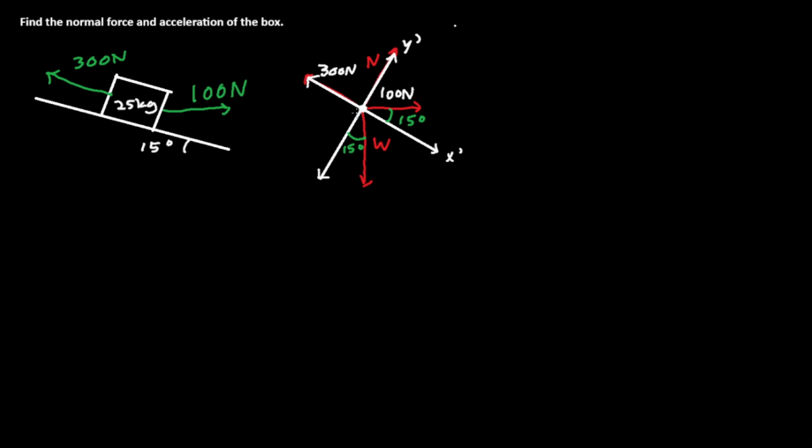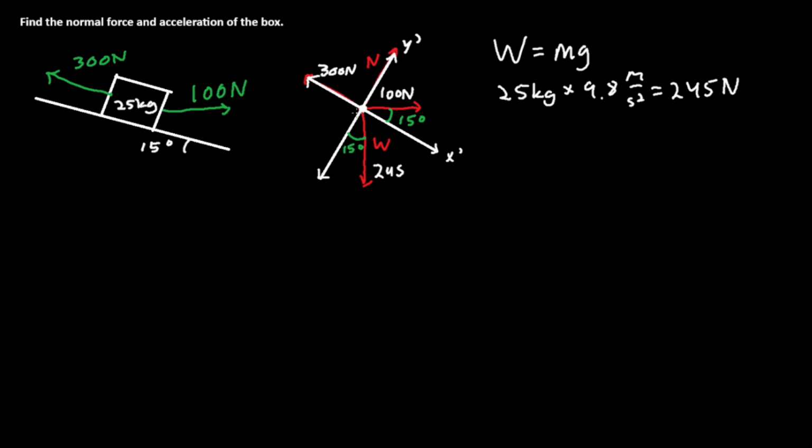So let's go ahead and solve for the rest of this problem. We have our weight force, so weight is equal to mass times gravity. 25 kilos times gravity, 9.8 meters per second squared, you get 245 newtons. Yeah, 245. Okay, so the weight force is 245 newtons here.